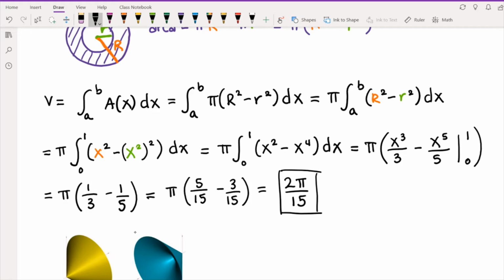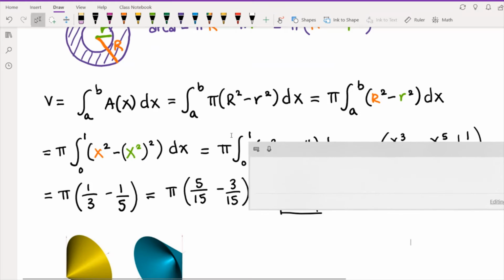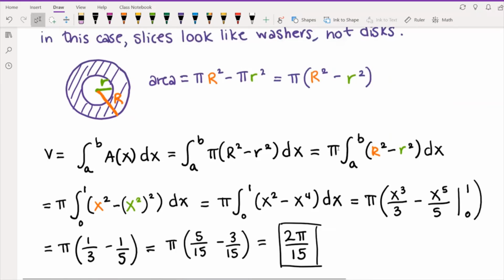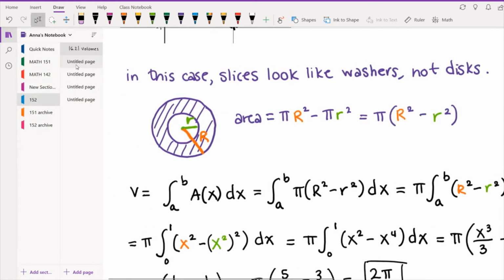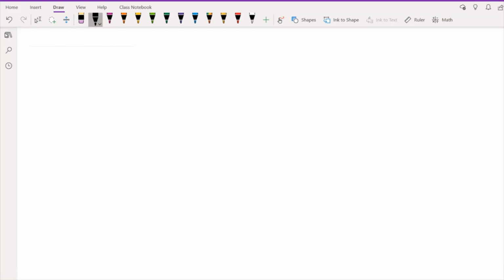So again, same setup as we did before. The only difference is that because the cross sections are no longer circles, they're these washer shapes, instead of putting in just r squared, we have to do this big R squared minus little r squared. So let's just write that down as a general fact.